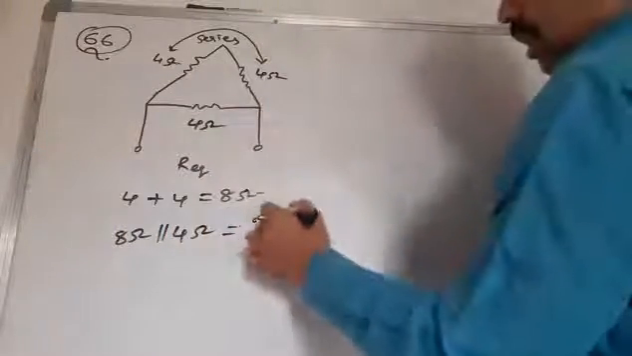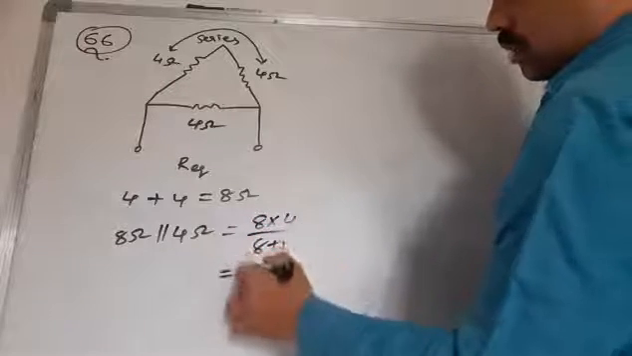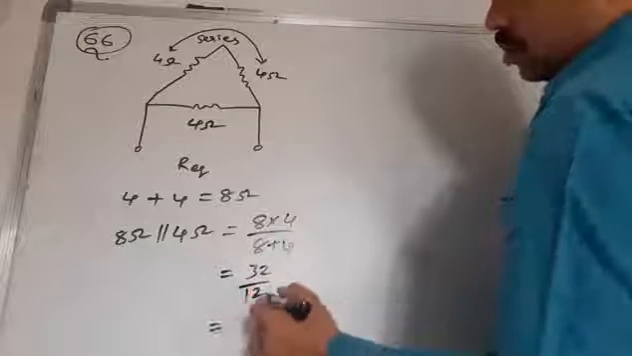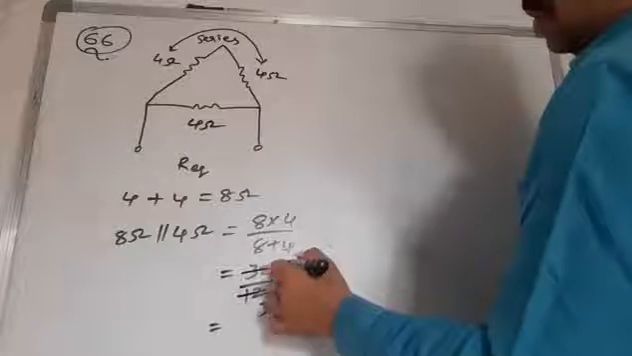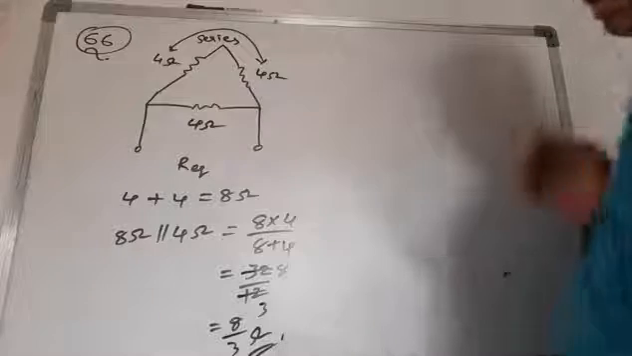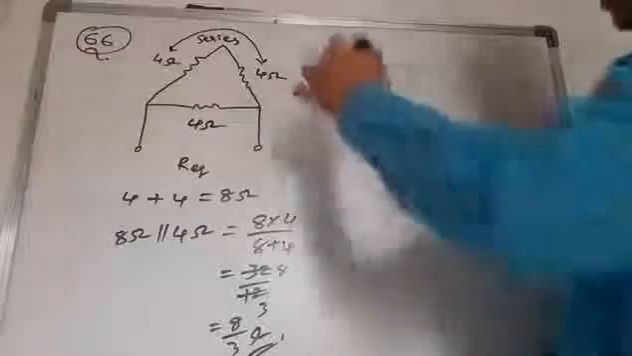So we get 8 into 4 by 8 plus 4. So that is nothing but 32 by 12. So what we get here? 4 3s are 12, 4 8s are 32. So 8 by 3 ohms is the equivalent resistance. Like this we can calculate. Okay. Right. Next.